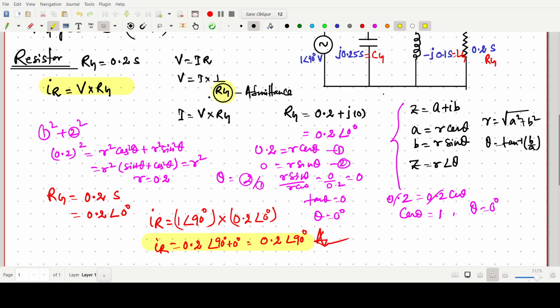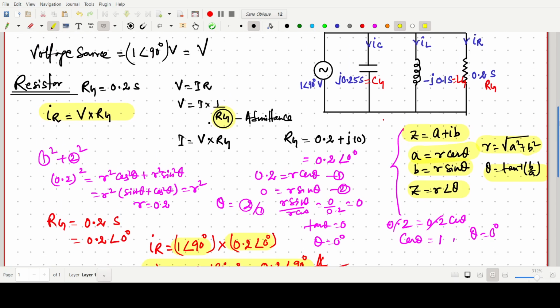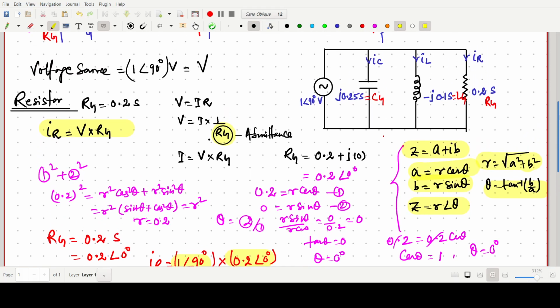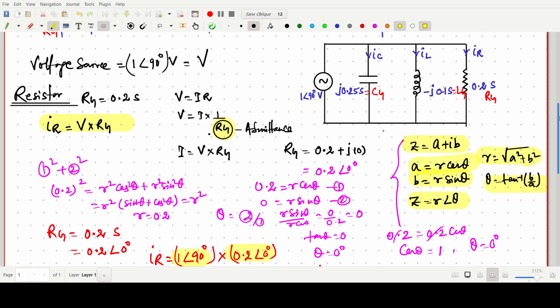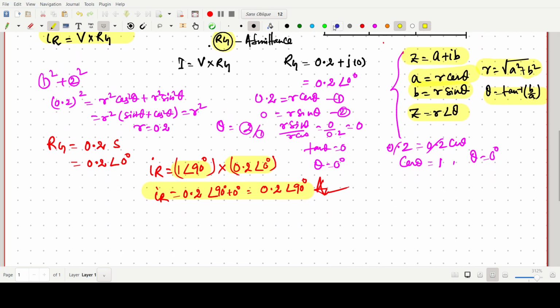So these are the means, the process, of how to convert the Cartesian to polar form. Because the voltage is given in polar form and the RG also, we just compute IR. So now this current we know, 0.2 angle 90 degree. Now we have to do it for, suppose, the inductor.